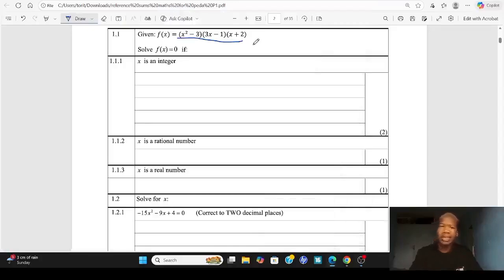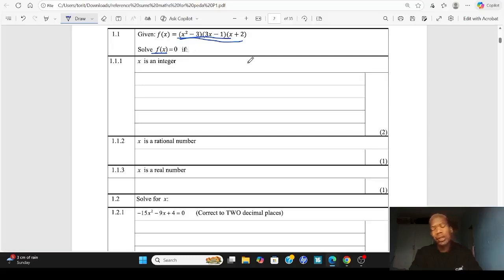I'll be doing a revision class in terms of your question paper from your trial exam in preparation for your November exams. So the first question says we are given this particular equation: solve for f(x) if f(x) equals 0, if x is an integer.